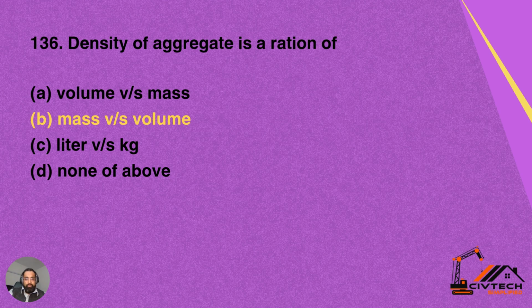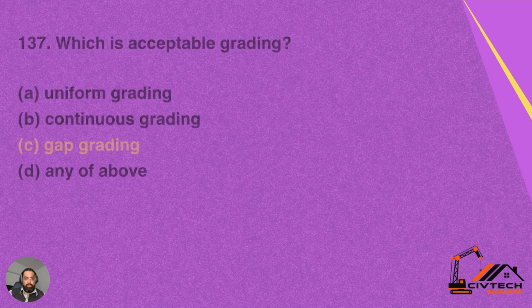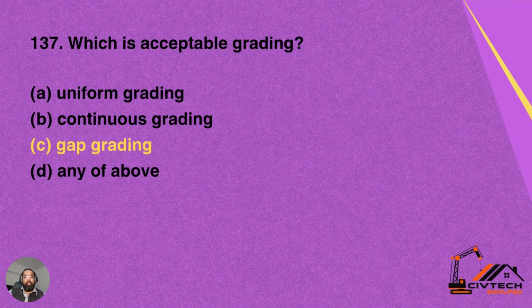136. Density of aggregate is a ratio of option A, volume versus mass. Option B, mass versus volume. Option C, liter versus kg. Option D, none of the above. So the density of the aggregate is the ratio of mass versus volume. Option B is the correct answer for this question.